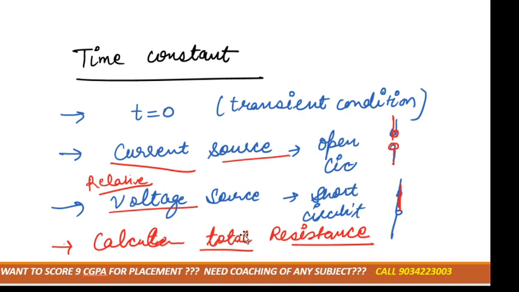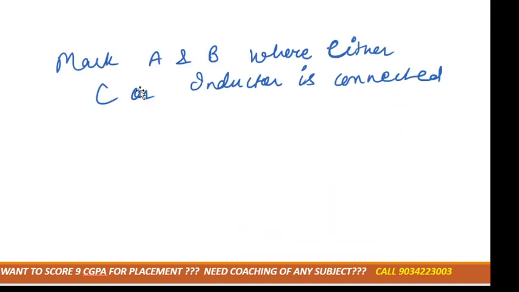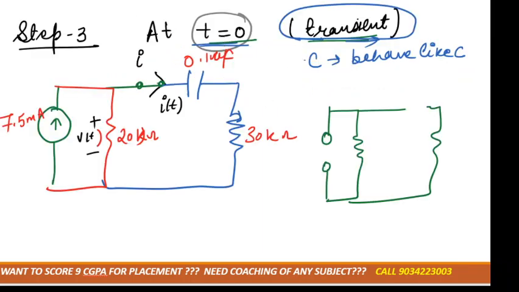Then calculate total resistance. From where we have to calculate total resistance? Mark A and B where capacitor or inductor is connected. Like there is a capacitor, and an inductor would also be open circuited. Okay, now mark A and B here. So you have to calculate R equivalent from these two terminals where your capacitor was connected. Clear?